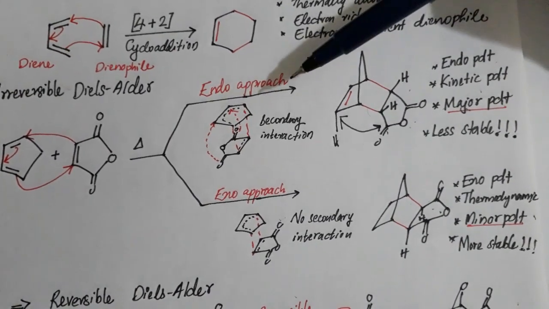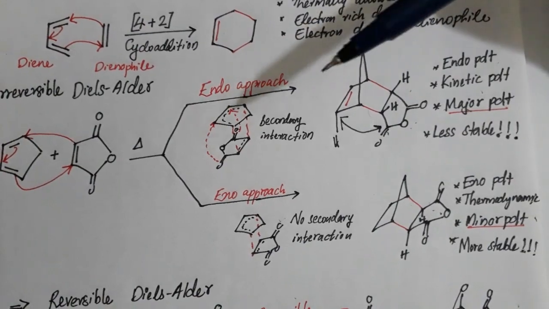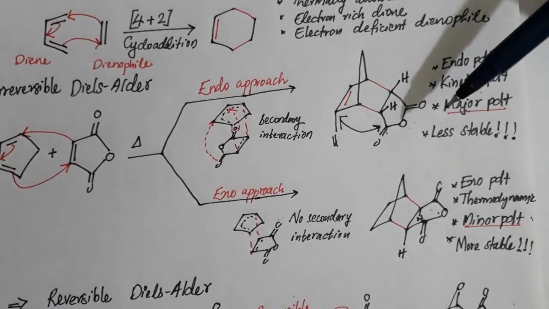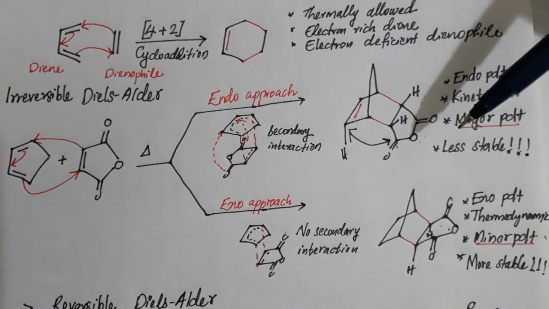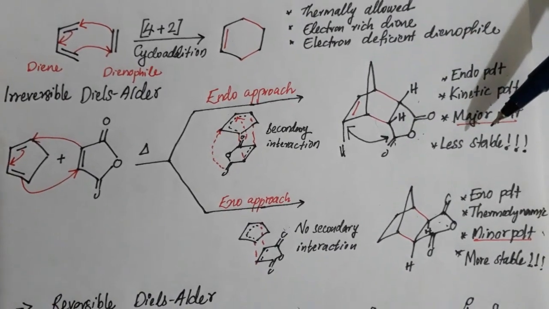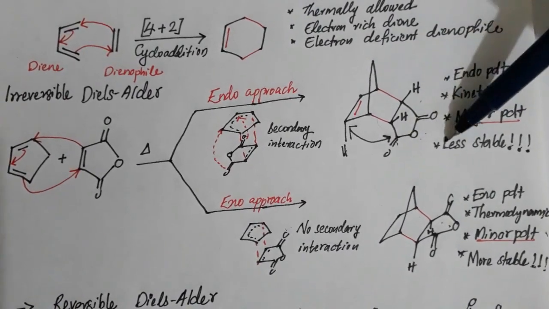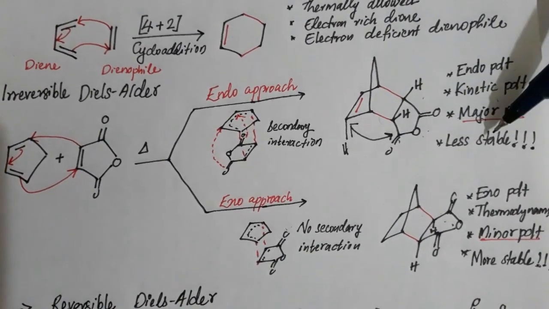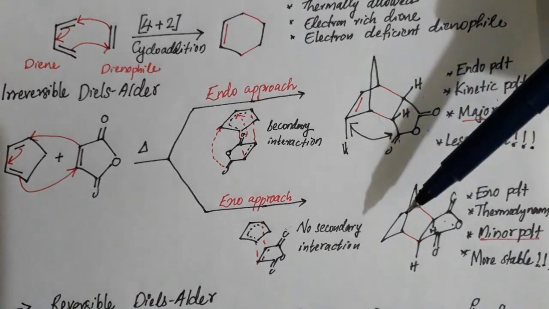According to the Endo rule, in an irreversible Diels Alder reaction, the Endo product will be the exclusive or major product. But this Endo product is less stable. We can discuss why it is less stable while considering the next situation.